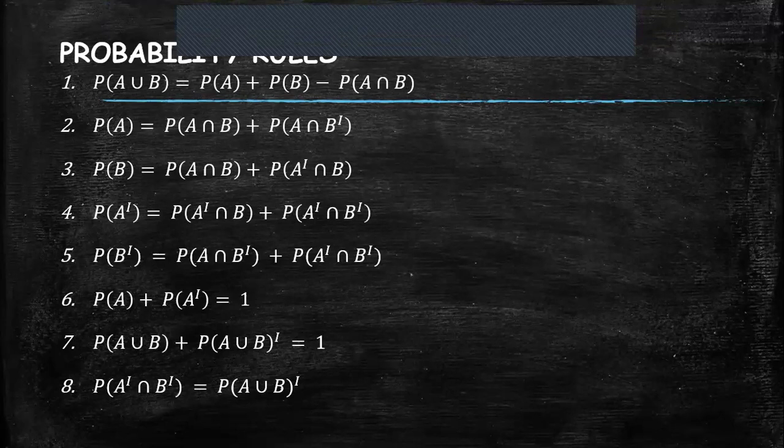So the first rule is: probability of A union B is equal to probability of A plus probability of B minus probability of A intersection B. Then we are going to look at probability of A is probability A intersection B plus probability A intersection B prime, until the last rule. But we can first look at their derivation, and then we go ahead to use them.